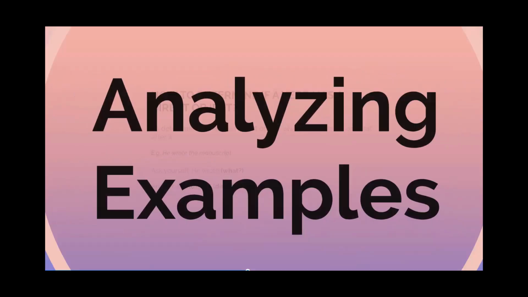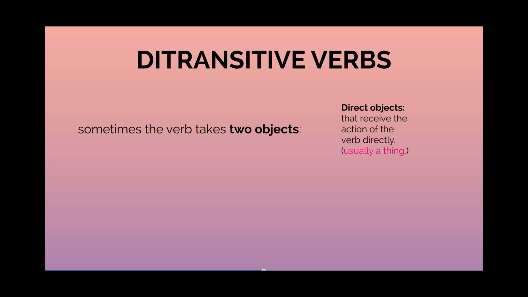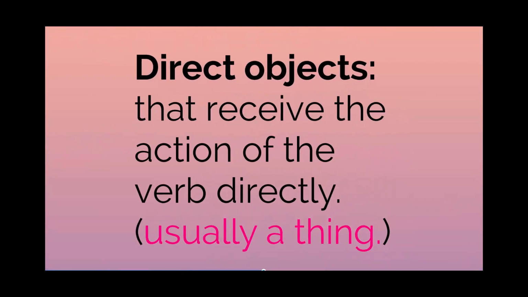Now we move to the ditransitive verbs. We'll talk about what ditransitive verbs are. Sometimes the verb takes two objects. One of the two objects, as we learned before, is the direct object, and the other one is the indirect object. The direct object is the object that receives the action of the verb directly.